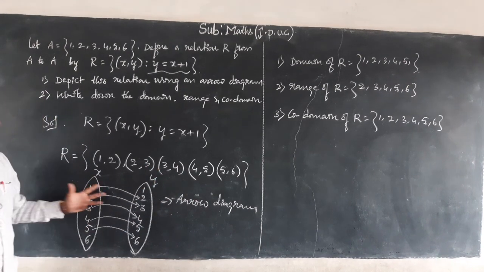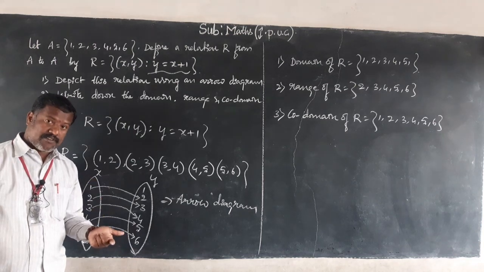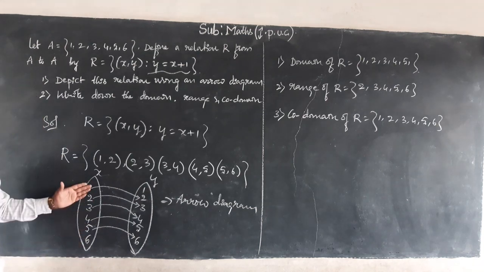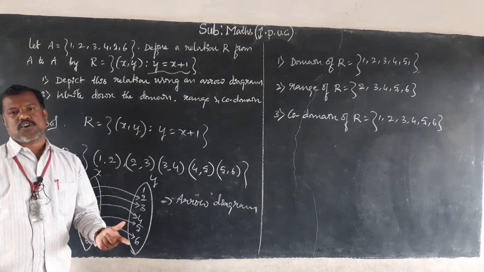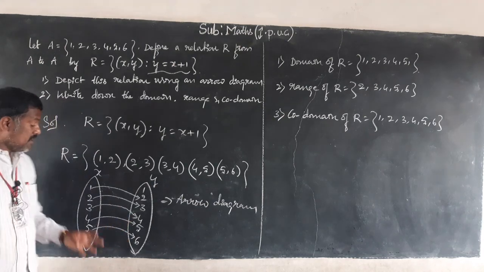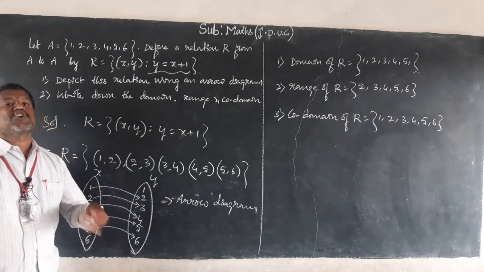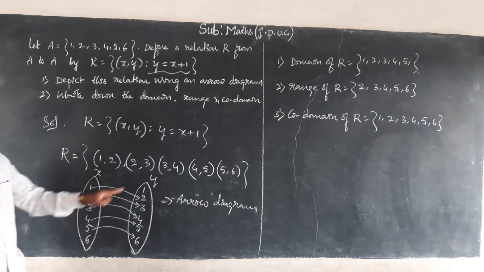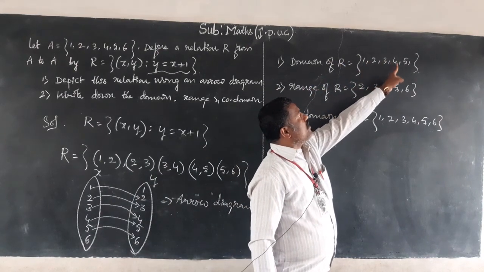Next, just by seeing the arrow diagram, we should write the domain of R, range of R and codomain of R. It's very simple, children. Here the connective elements of the first set to the second set we call the domain of R. Here the domain elements are nothing but 1, 2, 3, 4, 5. So we have taken the domain of R, that is 1, 2, 3, 4, 5.